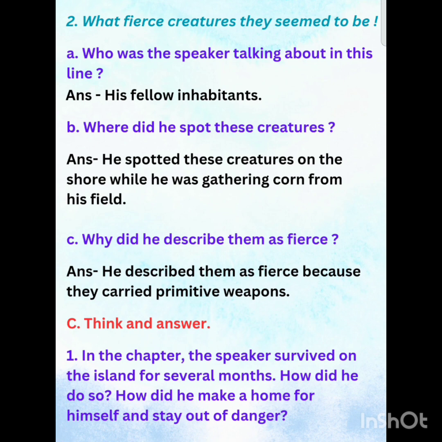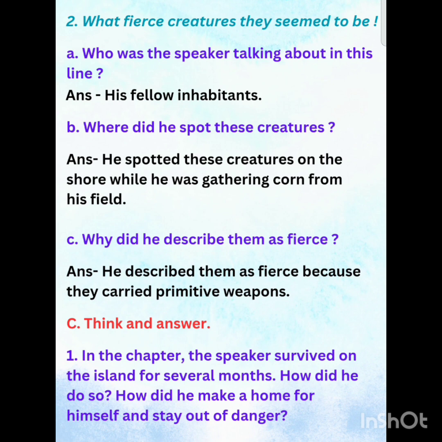Question B. Where did he spot these creatures? Answer is, he spotted these creatures on the shore while he was gathering corn from his field. Question C. Why did he describe them as fierce? Answer is, he described them as fierce because they carried primitive weapons.